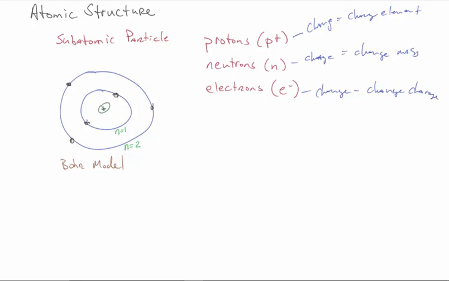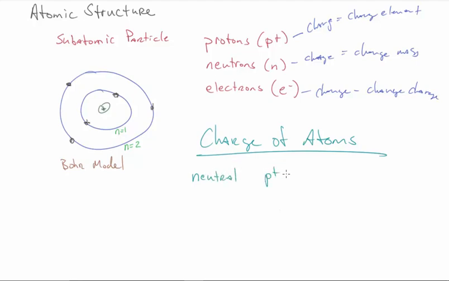All right, so moving on, we're going to take a look at how we change the charge of our atoms. So the charge of the atoms, an atom is going to be neutral if the number of protons is equal to the number of electrons.